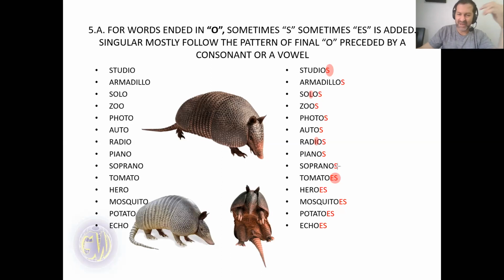Soprano, sopranos is the same in Spanish. It's a very acute voice in opera. Tomato, tomatoes, the same. Hero, heroes. Mosquito, mosquitoes. Well, actually, when we say mosquito in Spanish, it's a little fly, but the translation is zancudo. All right. So be careful, don't confuse. Potato, potatoes, and echo, echoes. All right. That's okay. So think about this beautiful animal, beautiful and strange, armadillo. Okay. Let's continue. Oh, I forgot to erase this.